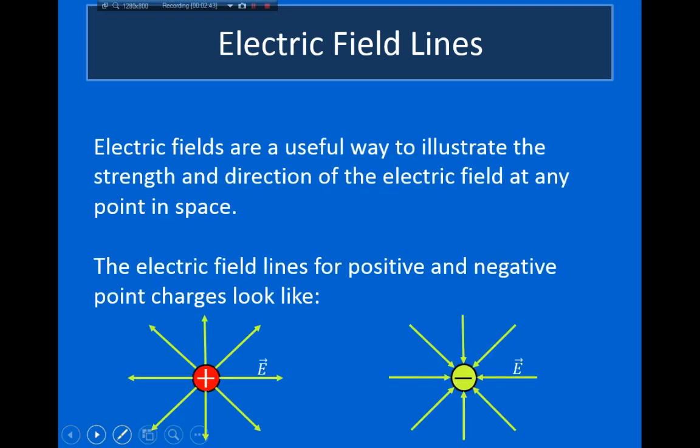So for example, if we look at these two charges here, when we're really close to the positive charge, we can see that the lines are more closely spaced. When we go further away, the lines become more spread out. This corresponds to the idea that when we're close to a charge, the electric field is stronger, and when we're further away from the charge, the electric field is weaker.